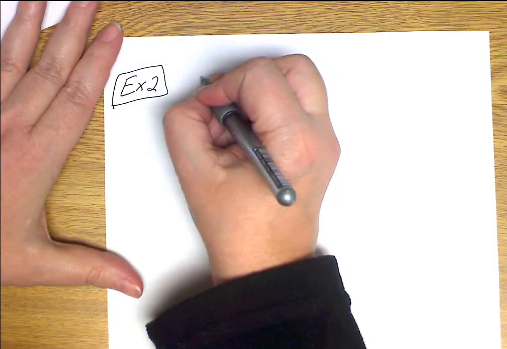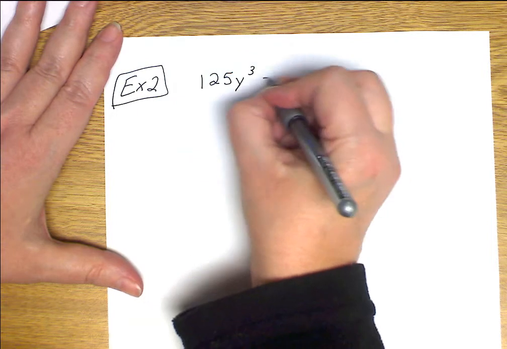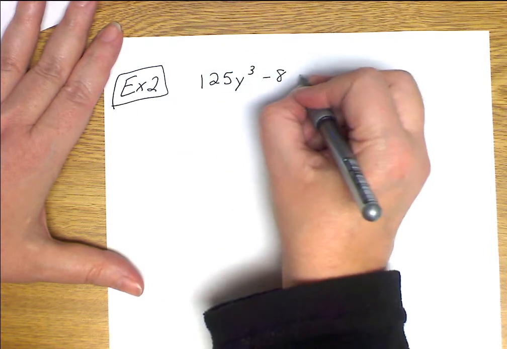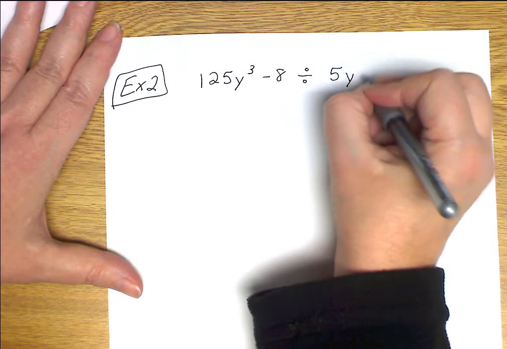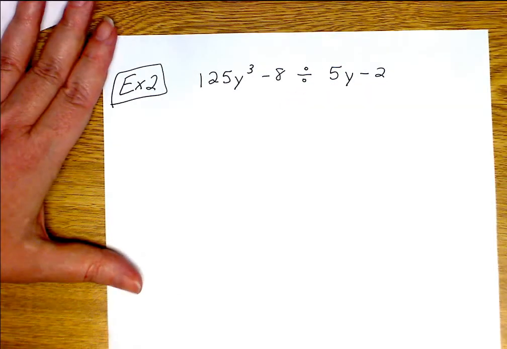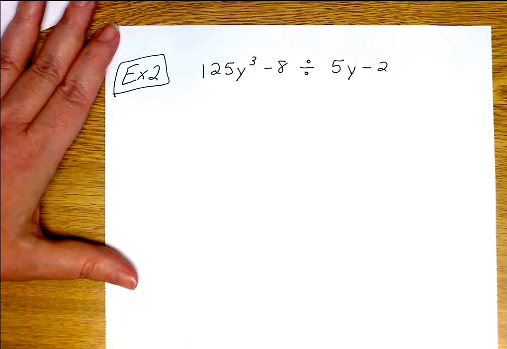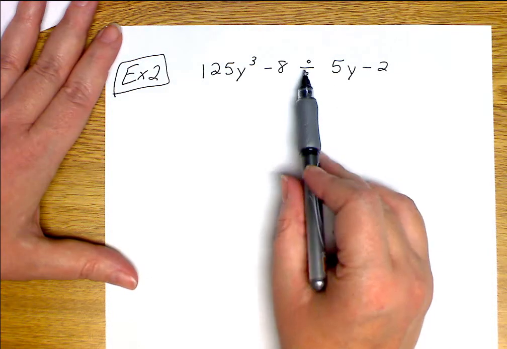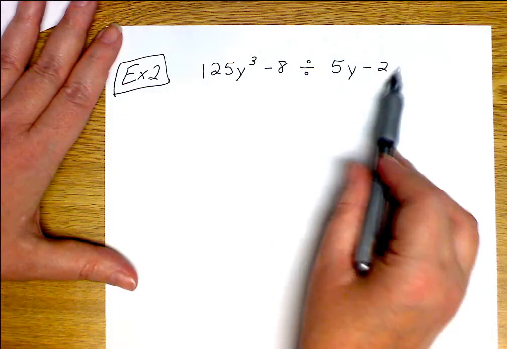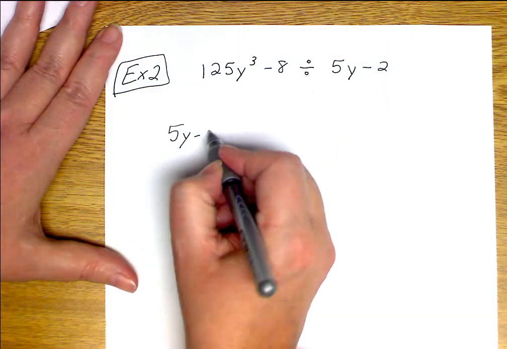We have 125y cubed minus 8 divided by 5y minus 2. So there's a 5y minus 2. It goes on the outside? That's correct. Remember, this is the thing that's on the bottom. This is what's going on the outside. So 5y minus 2 on the outside.